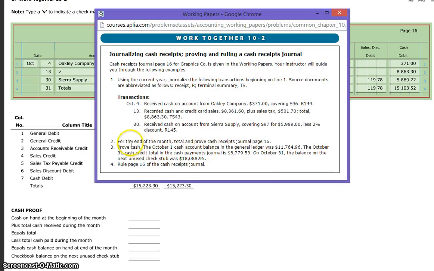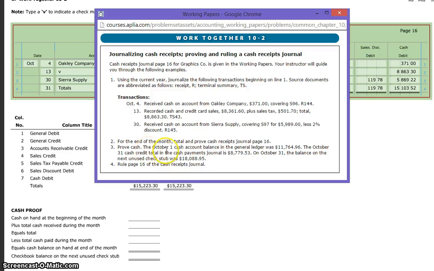So here's our directions again. We finished up number 2 for the end of the month, total and prove the cash receipts from the journal page 16. Now we're going to prove cash. So this is our cash proof down here. Some of the amounts are given right in the instructions. So I'm going to point out which of these numbers are given.